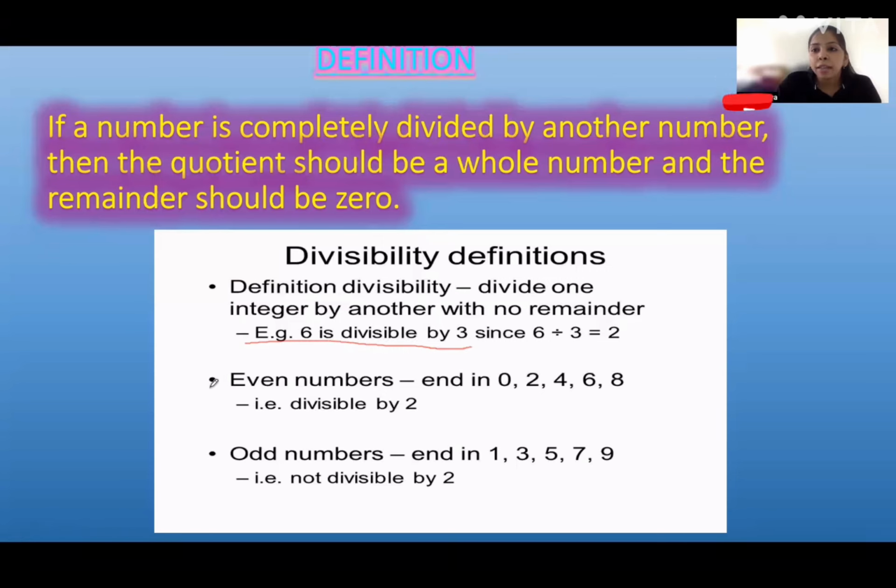Second one is even numbers. A number that ends in 0, 2, 4, 6, 8 is divisible by 2. Third one is odd numbers. Ends in 1, 3, 5, 7, 9, which means the last digit is 1, 3, 5, 7 or 9. That is not divisible by 2.